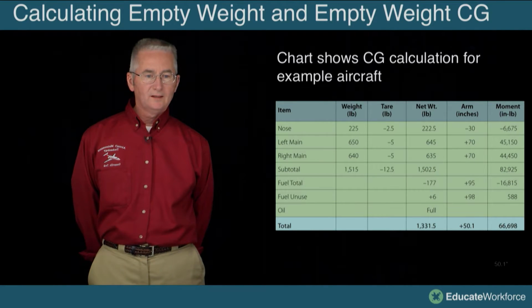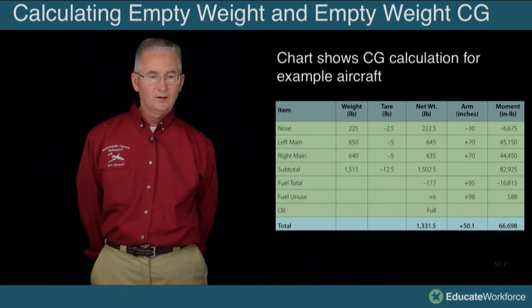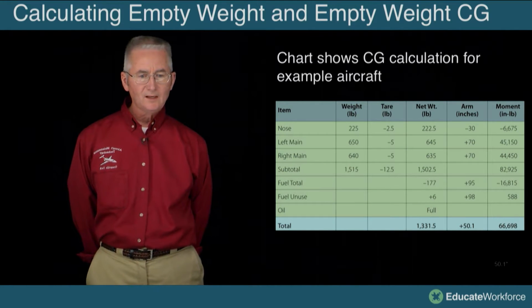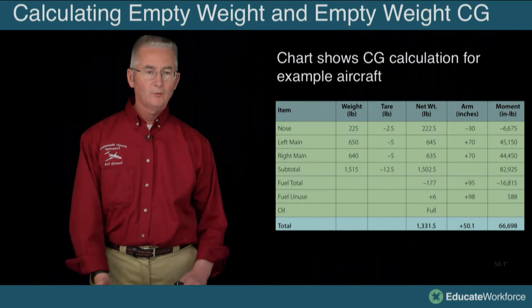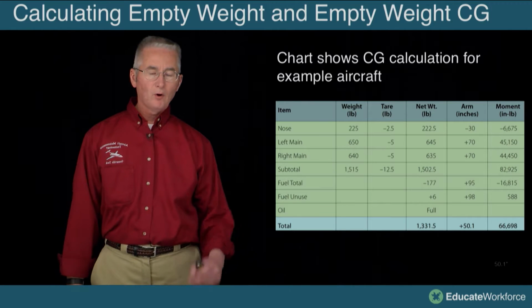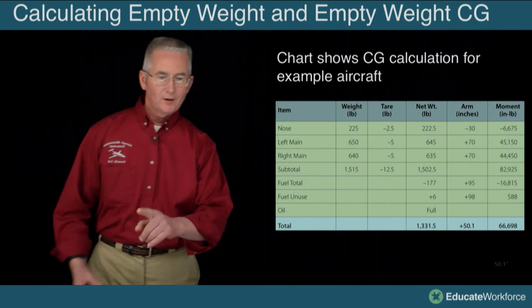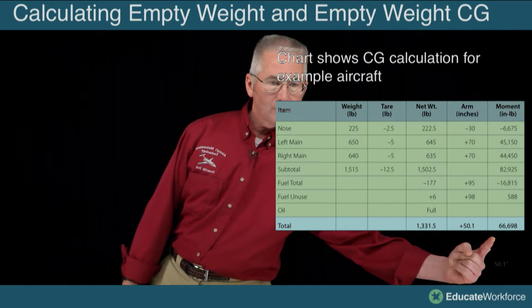We add the arm up, so we don't add the arm up, I'm sorry. Let's back up. We've got our total weight of 1,331.5, and we've got our moment. We calculate our moment if we come over here on the side here where our moment is at.